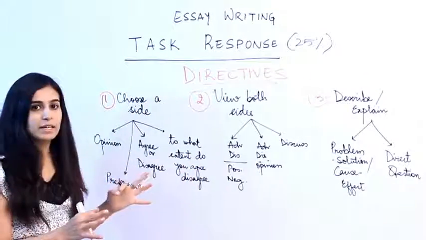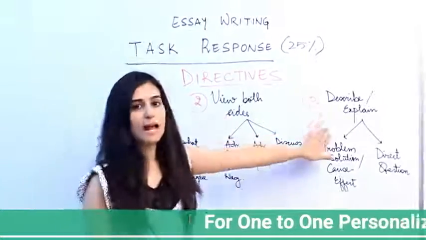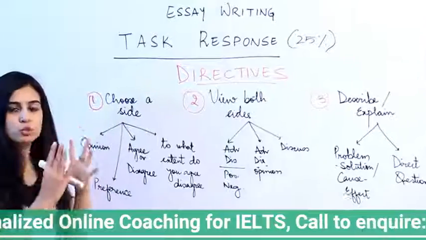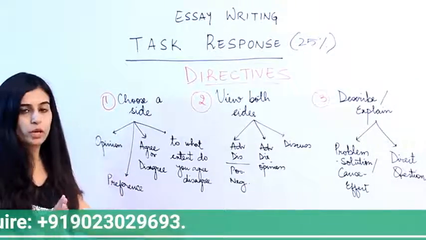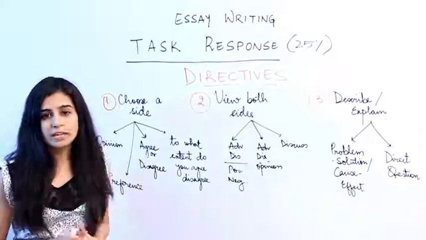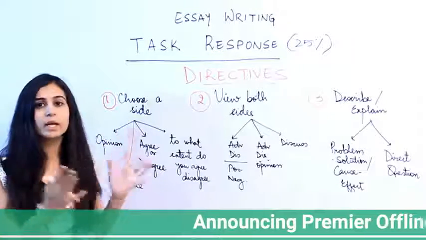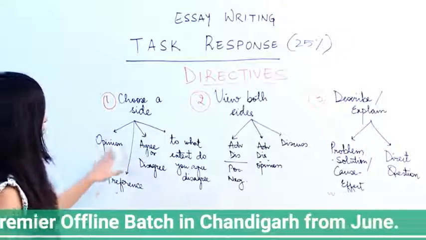So there are 3 categories broadly. Choose a side, view both sides, describe and explain. In the first category, you have to choose a side, pick a side. These are broadly divided into 4. There can be other variants of the same, but we have concised it to these so that they broadly fit into these categories. First of all, give your opinion.